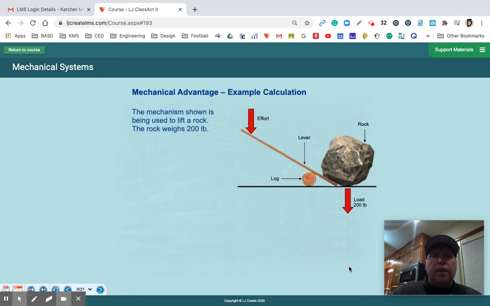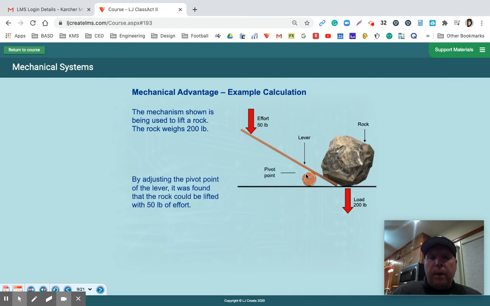So let's do a calculation. The mechanism shown is being used to lift a rock, and the rock weighs, let's say, 200 pounds. By adjusting the pivot point of the lever, it was found that the rock could be lifted with 50 pounds of effort. So you would have to apply 50 pounds of pressure in order to lift this 200-pound rock.